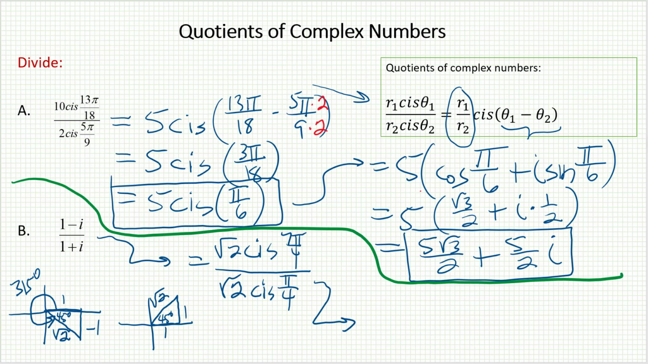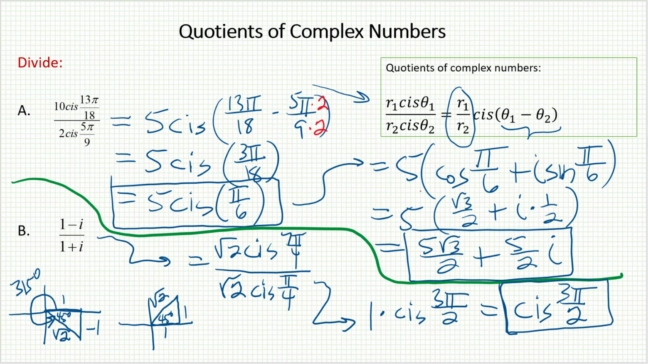I am supposed to divide the moduli. Root 2 divided by root 2 is 1. And then I am to subtract the arguments. 7 pi over 4 minus pi over 4 would be 6 pi over 4, which reduces to 3 pi over 2. I certainly don't need that 1 sitting there. And so my final trig form is just cis 3 pi over 2.